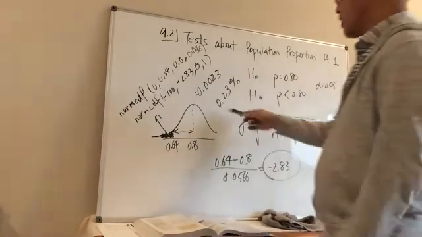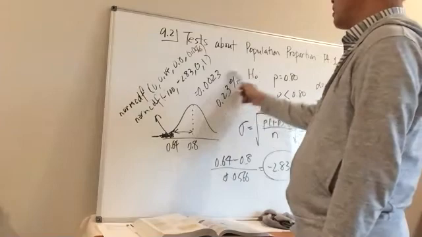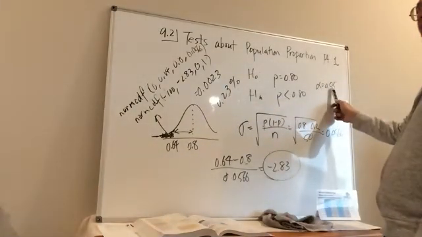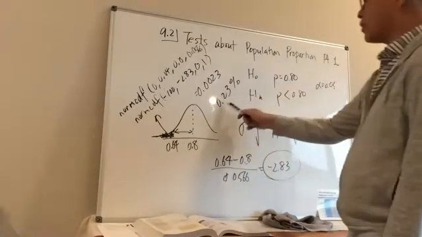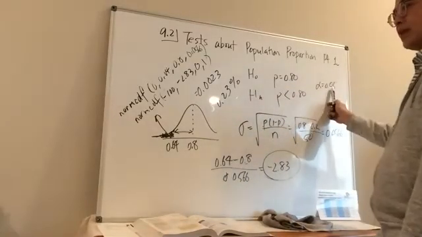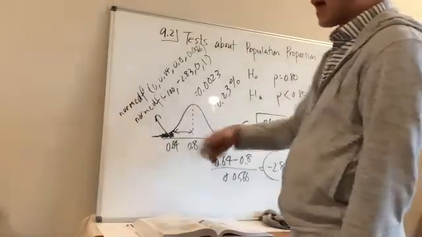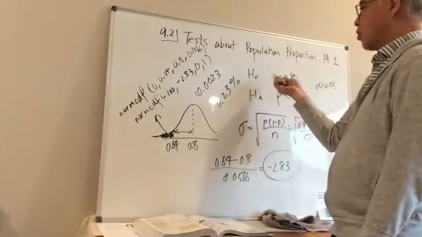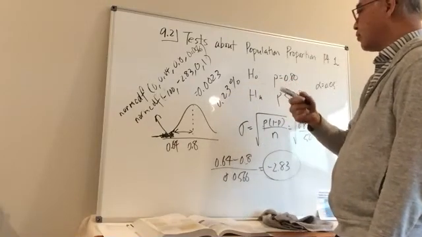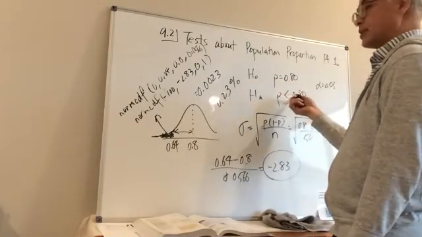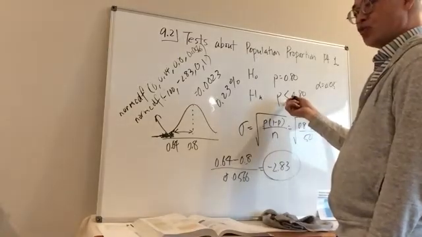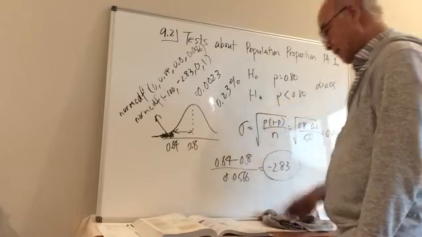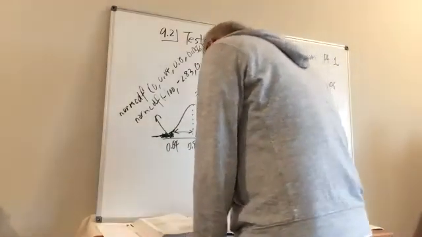I conclude that my p-value is less than the 5%. So p is less than alpha. Therefore, I reject the null. And I conclude that I have convincing evidence that the true proportion is less than 0.8. Okay, all right, so that's how that goes.